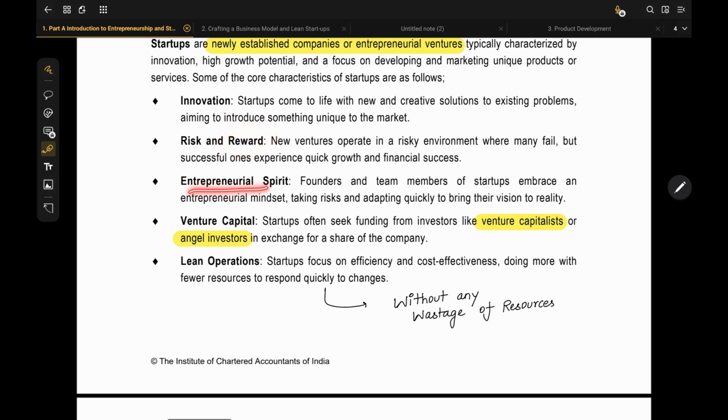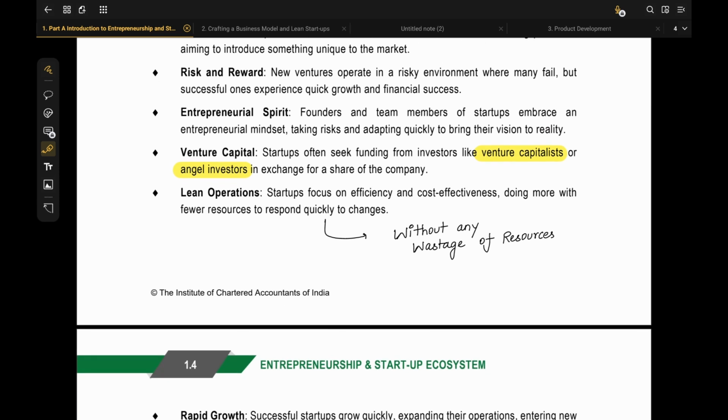And then entrepreneurial spirit. What is entrepreneurial spirit? They should do innovation, and they should take risks to help the society, and also they should make many arrangements to adapt and to bring their vision to reality. And also they should adapt quickly to the market trends and conditions. These are all the entrepreneurial spirit.